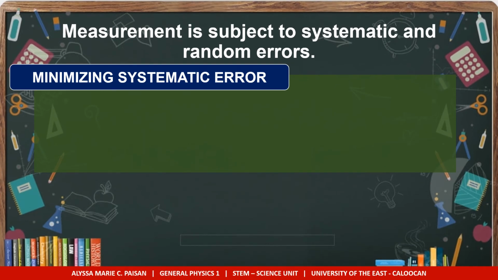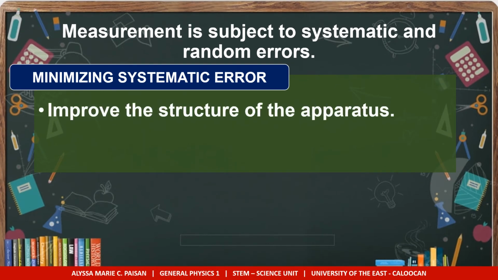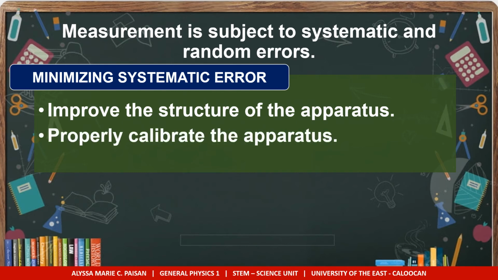So how do we minimize systematic error? Number one, to improve the structure of the apparatus. So if you can do something about the apparatus, do it. And properly calibrate the apparatus. Okay?